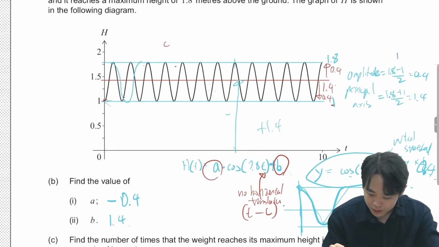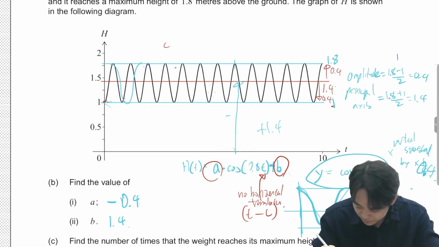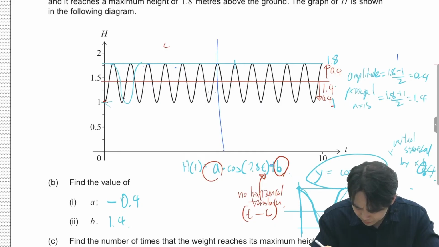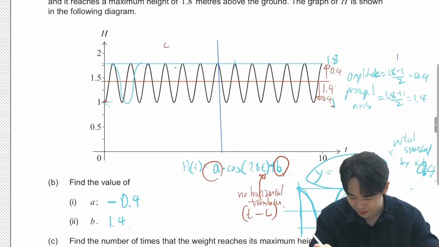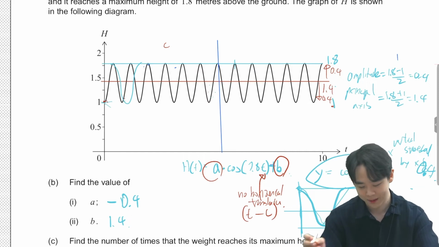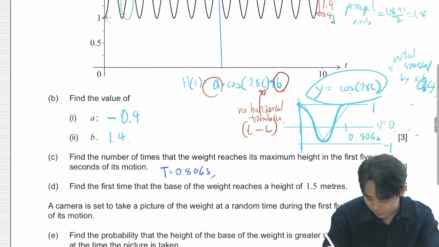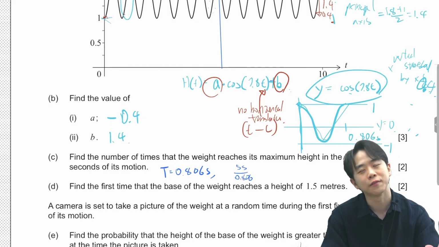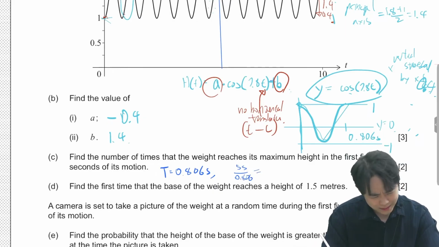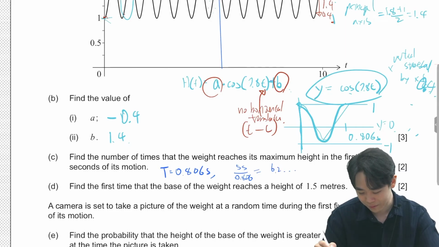Okay, so if we just divide up the 5 seconds here, we'll have to see where it is. It's somewhere around here, but don't be too trusting of these diagrams. At times, these might not be to scale. So we know for a fact that the period is 0.806 seconds. So we can work out 5 seconds over 0.806 to find out how many full waves we would fit in. That's going to be around 6.2-ish. So we know that 6 waves definitely fit in for sure.